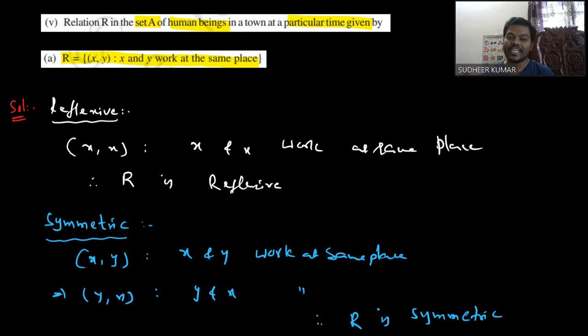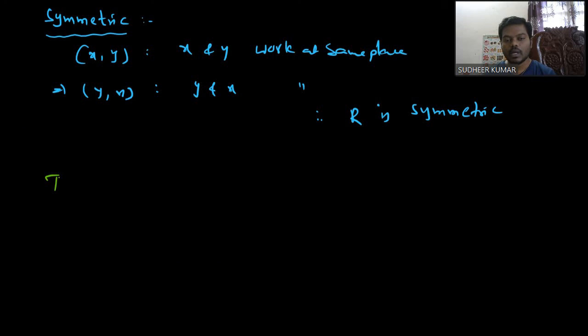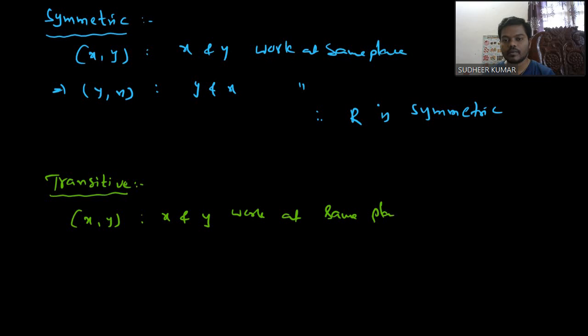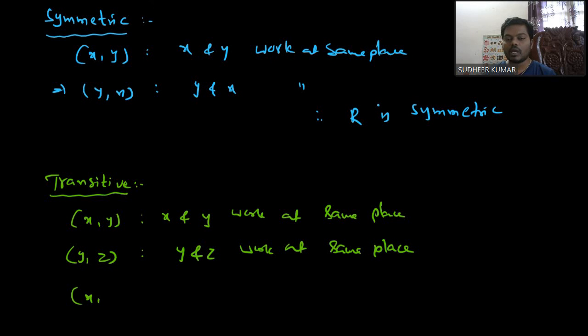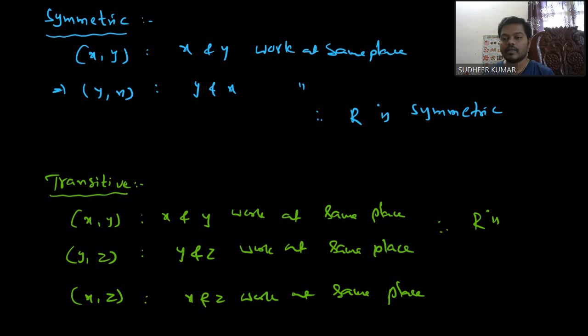And for transitive also, it is the same. Transitive: xy, x and y work at the same place, and yz, y and z work at the same place. Therefore, x and z work at the same place only. Therefore, R is transitive.